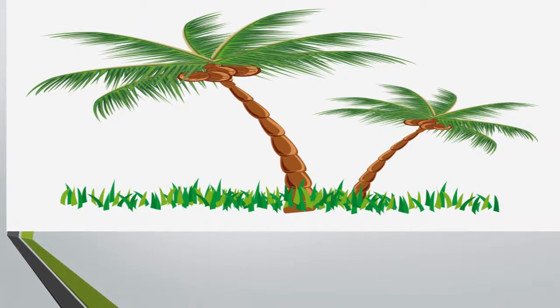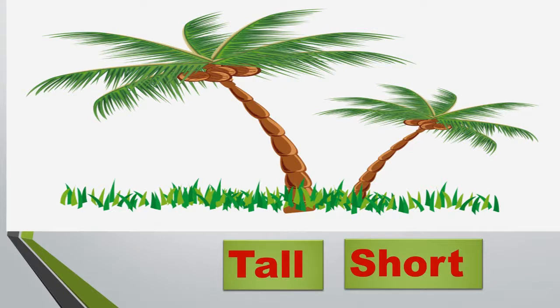Now student, in this example we have a coconut tree. So which tree is tall and short? Yes, this tree will be tall because it has great height, and this tree will be short because it has small height. Let's see some more examples.